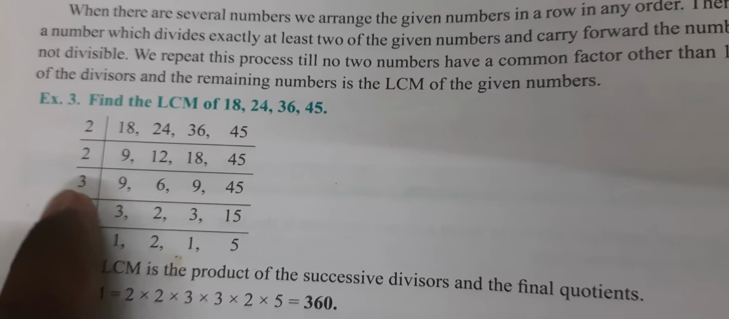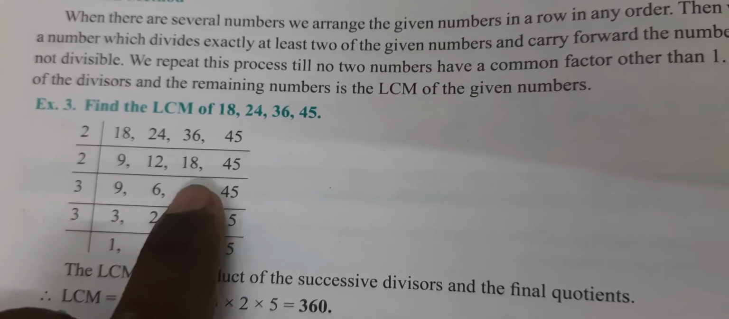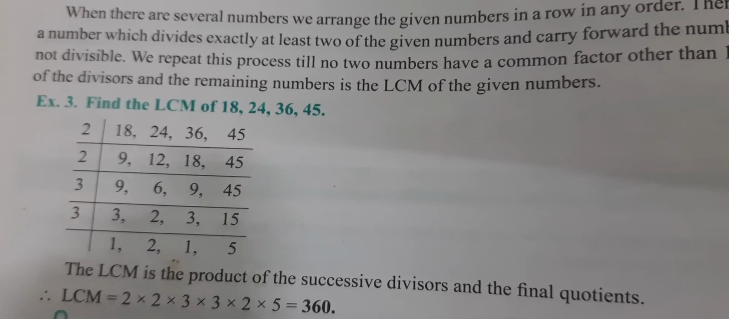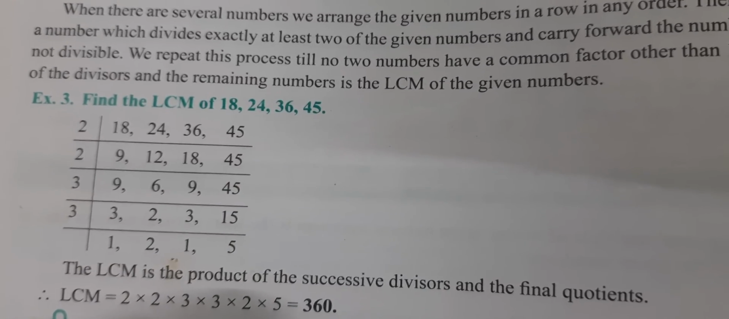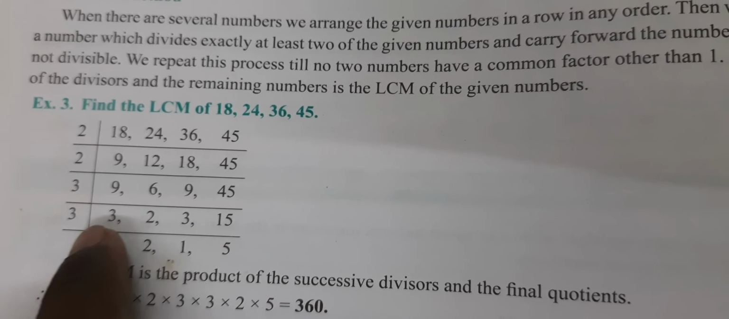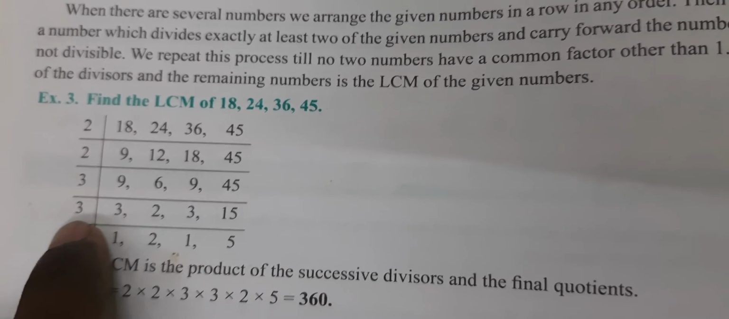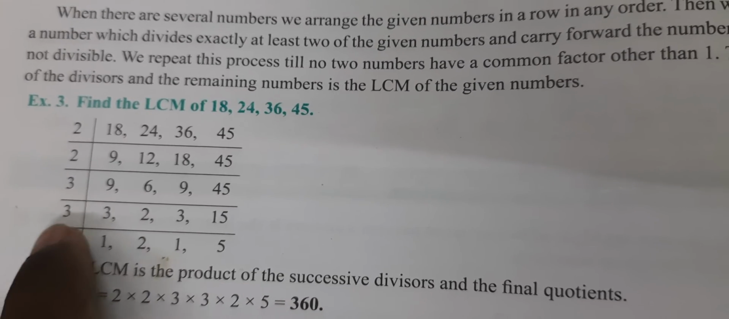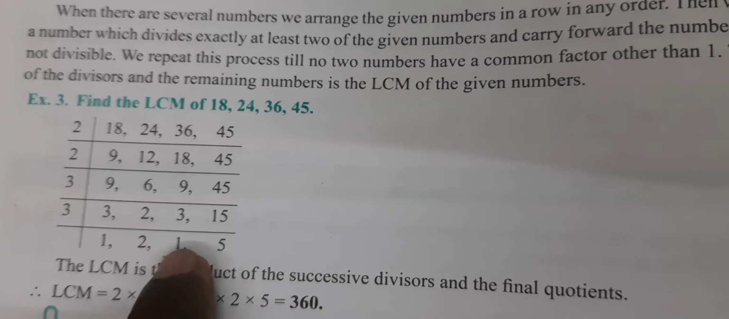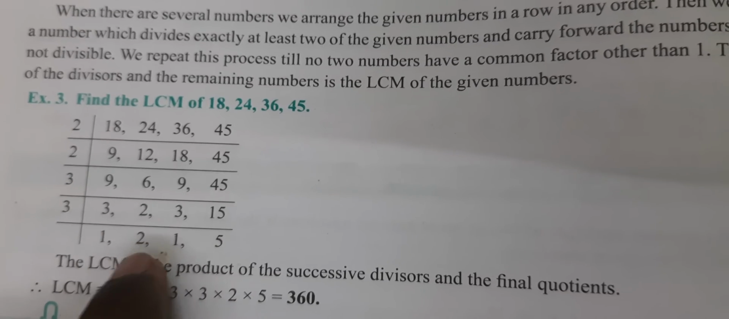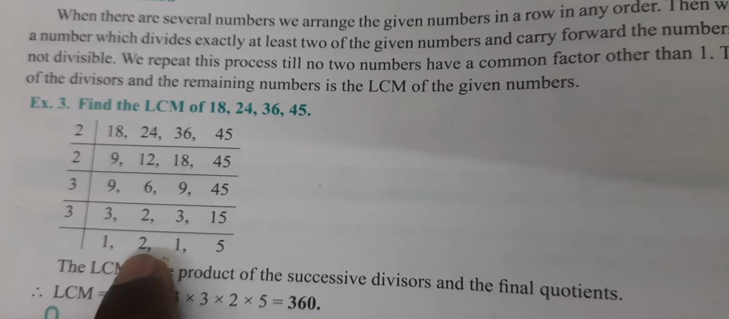3 3s are 9, 3 2s are 6, again 3 3s are 9, 3 15s are 45. Okay. So we get a new row in which we have 3, 2, 3, 15. Again we'll continue with 3's table also. With 3's table 3 1s are 3, 3 1s are 3, 3 5s are 15. This 2 doesn't go. So 2 will be written down as it is.